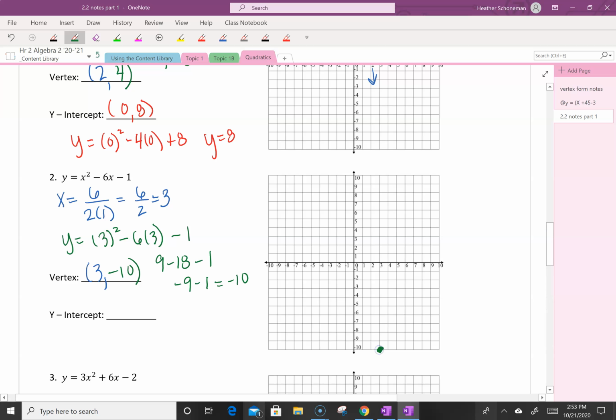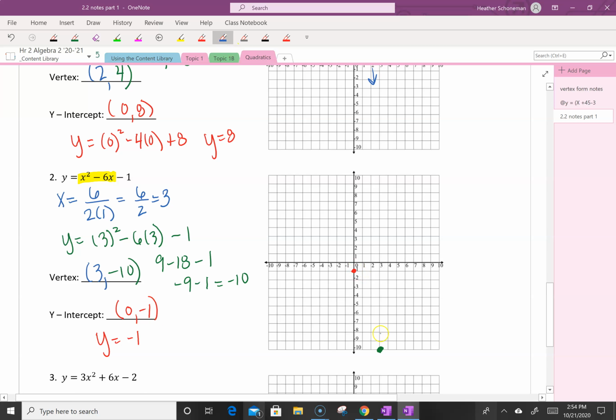which is right here. The next thing I'm going to do is find my y-intercept. With my y-intercept, I'm going to plug in 0 for x. So if I plug in 0 for these things, they're going to go away. So y equals negative 1. So my y-intercept is 0, negative 1.